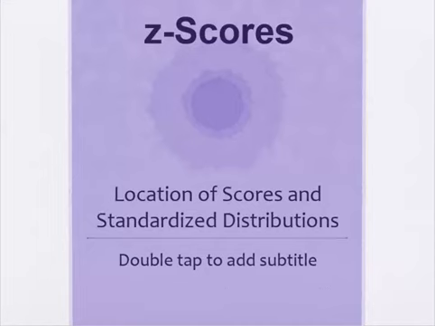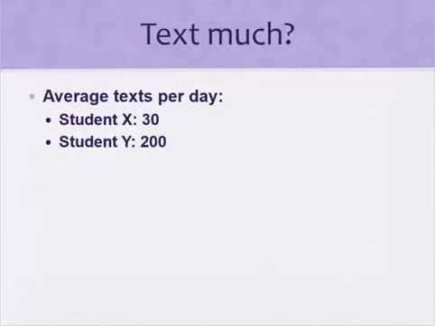Okay, so let's get right into chapter 5 here. Z-scores, right? We're going to learn how to do Z-scores today. So here's some data from two students about texting behavior from our class, right? Student X says they send 30 texts per day according to our survey, and student Y says they send 200 texts per day according to our survey.